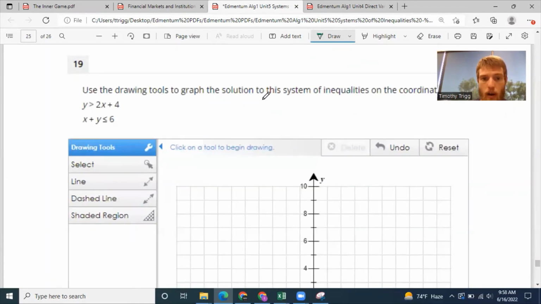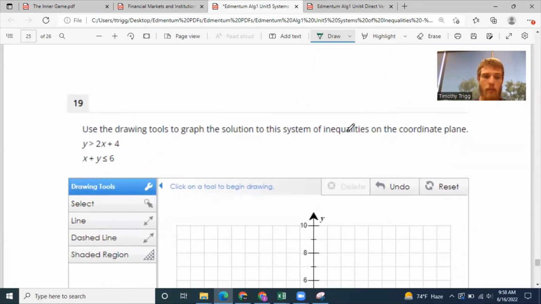Use the drawing tools to graph the system of inequalities on the coordinate plane. Okay, so one thing to keep in mind is when I want to graph them, I would like for my two equations to be in the slope-intercept form. So that's the y equals mx plus b form, where b is the y-intercept and m is the slope. You can see the first inequality is already in that form, right? Because it has y by itself on the left. However, the second inequality is not in this form.